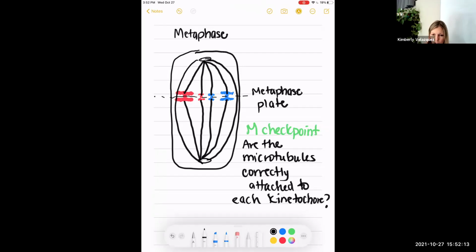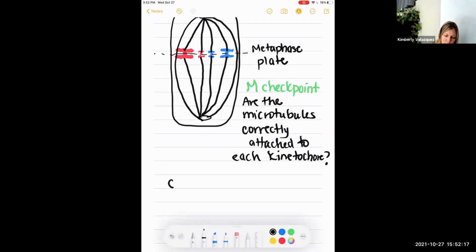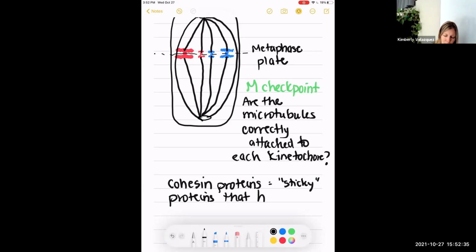Those sister chromatids are being held together with some sticky proteins called cohesin proteins. Not cohesion, but cohesin proteins. So these are some sticky proteins that hold the sister chromatids together.